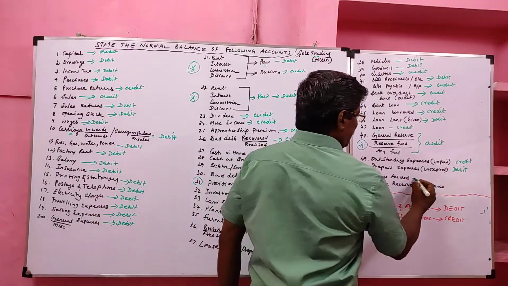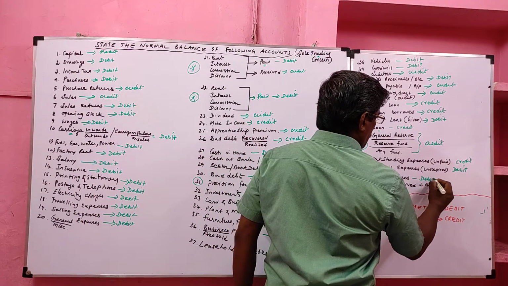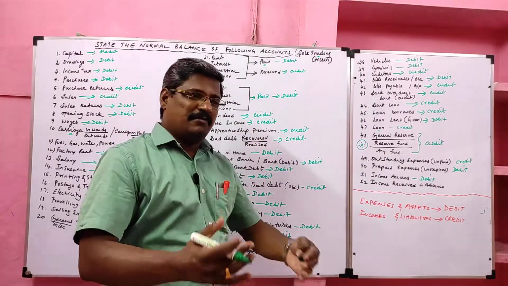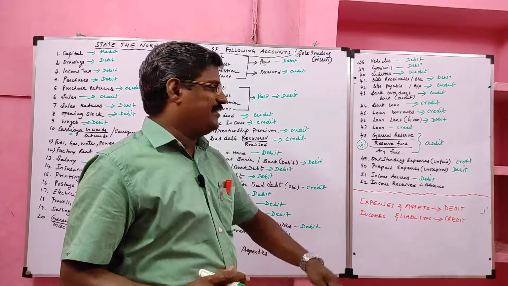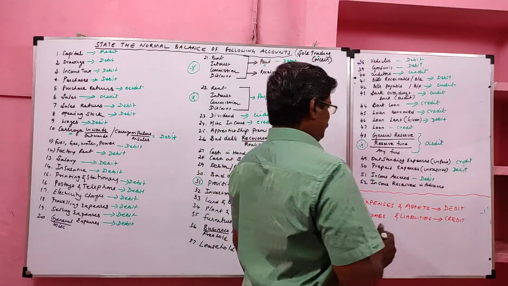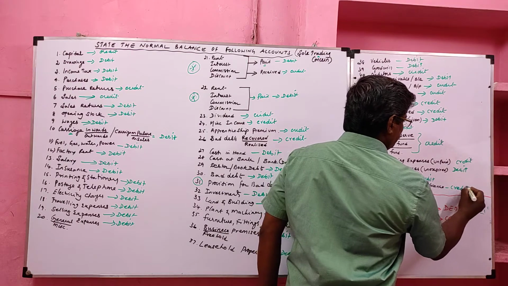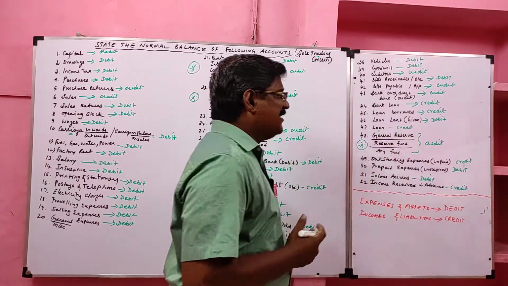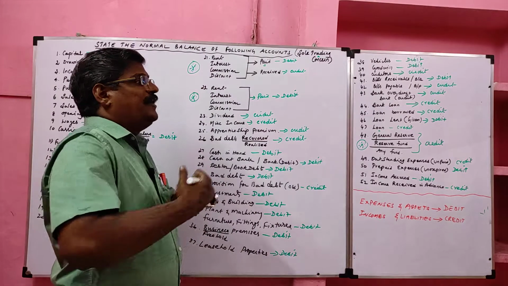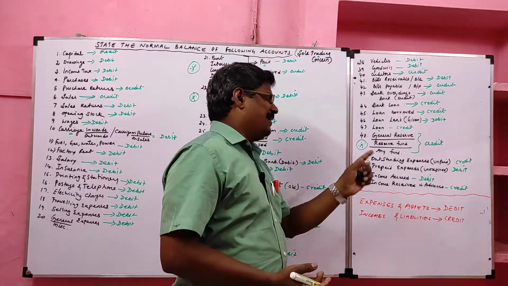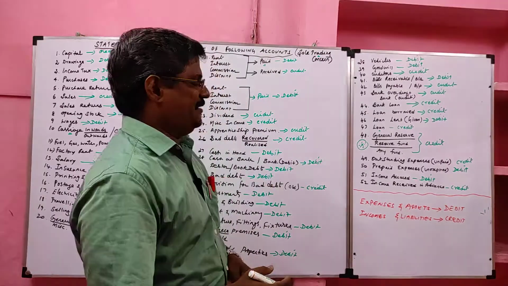Income accrued is an asset, debit. What is income accrued? Income earned but not yet received during the year; it is an asset. Income received in advance is a liability, credit. We received income but the work is not done. We owe money to somebody, so it will appear on the liability side and it will be credited.